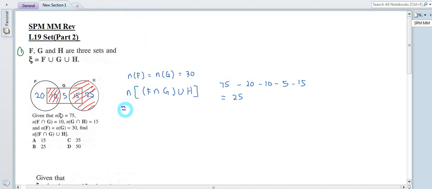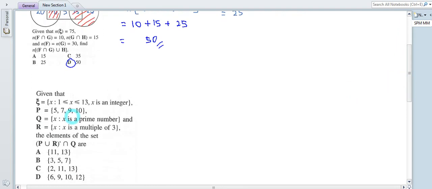Okay, so the final answer will be 10 plus 15 plus 25. Okay, so it will be 50. Answer is D. Okay, then we go to the second one.